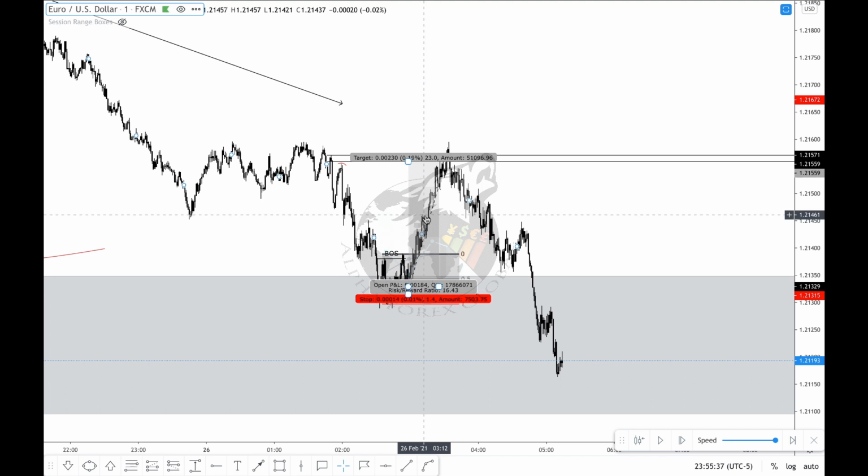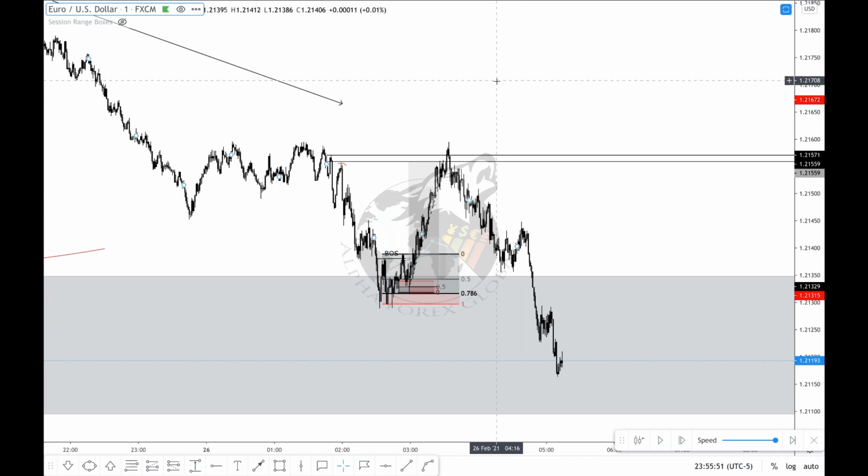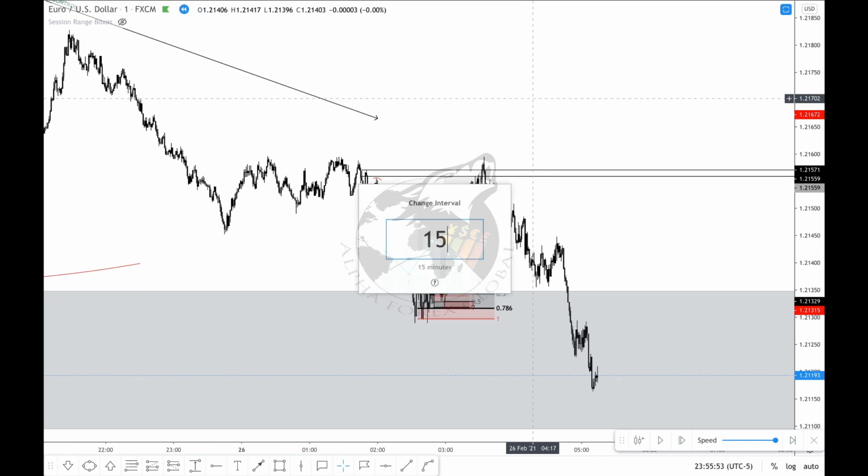If your account can actually manage that lot size that my FX book is going to tell you to use based on what percentage you're risking, then that would be a 1 to 16% of your account if you're risking 1%, right? Now let's get back to the 15-minute time frame.